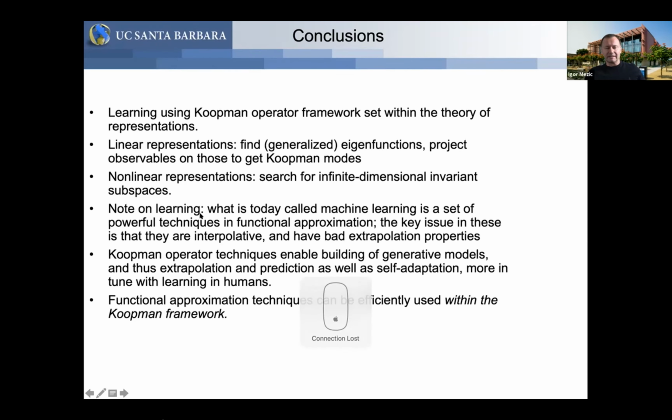I would muse on learning a little bit and say what is today called machine learning is a set of powerful techniques in functional approximation. The key issue is they're interpolative and have bad extrapolation properties. What we have just defined is an ability to build generative, if reduced, models. And so extrapolation and prediction, as well as self-adaptation, are actually possible. We've made quite some strides in that direction. These functional approximation techniques, like neural networks, can be efficiently used within the Koopman framework, and I'm done. Thank you for your attention.